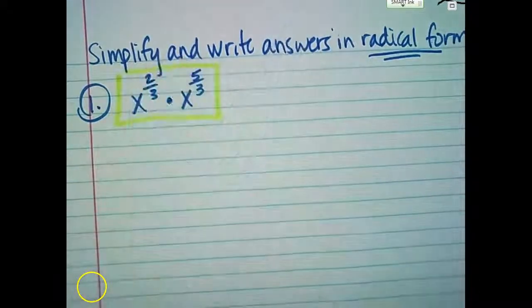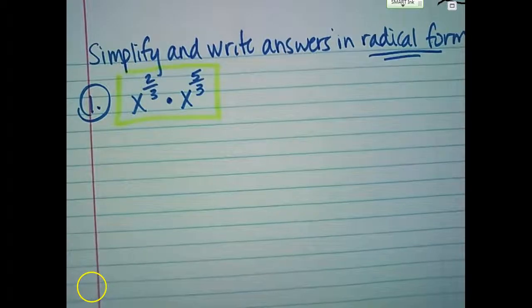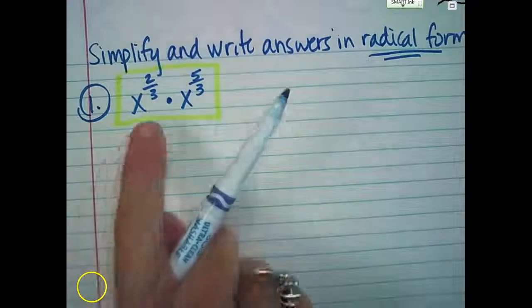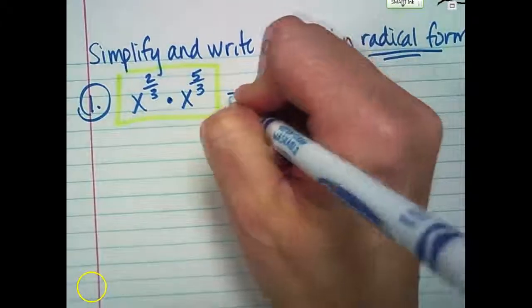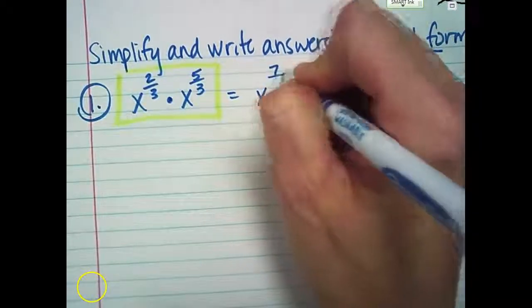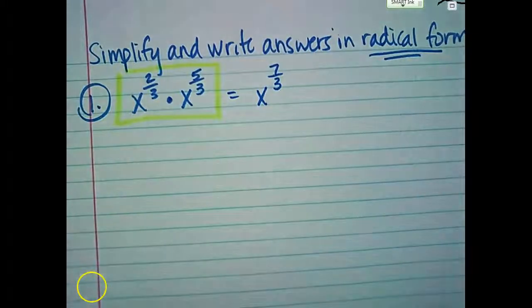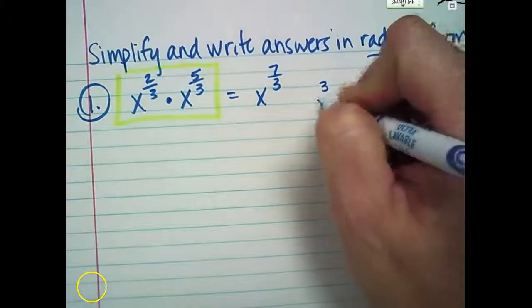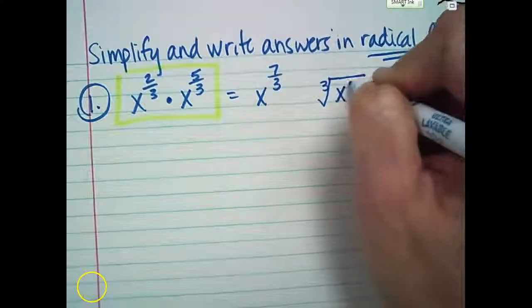What can I do to the exponents then? Just because they look ugly doesn't mean the properties change. Right? You can add exponents, right? So what's 2/3 plus 5/3? How many thirds? 7/3. So it's closer, but still exponential. How do I turn that into radical? Power over root, correct? So it's the cube root of x to the 7.